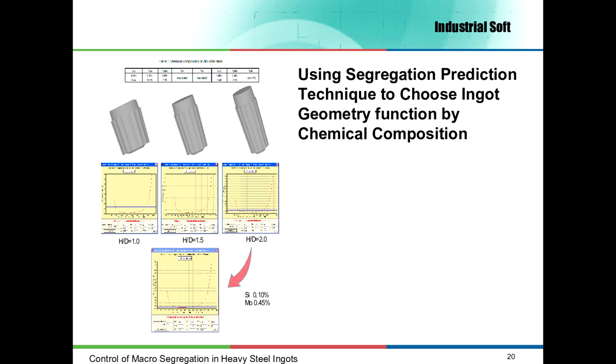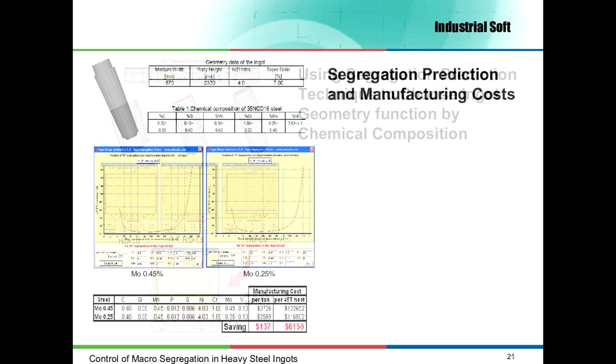In this example, the segregation area can be reduced more by increasing molybdenum and reducing silicon content. Please note that in this slide is shown the distribution of cooling rate at half of the ingot height.